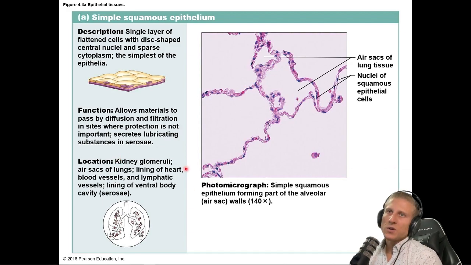We also see it in certain parts of the kidney glomeruli, not the filtration portion, which we said was simple cuboidal, but kind of the lining of the glomeruli. Again, that function of separating things. We'll see simple squamous there. And there are some other examples here, but emphasis on diffusion being the function.